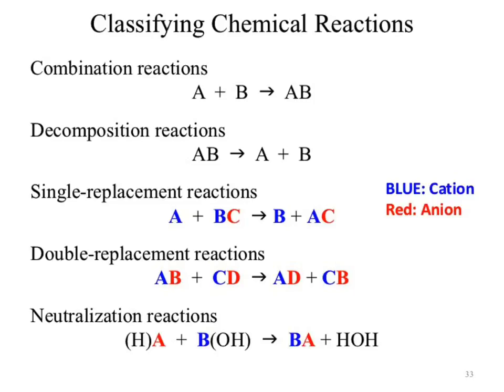Neutralization. What happened to the neutralization? I exchanged H for B to make HOH, and B becomes BA. Notice that when I swap and make my product, what ends up always pairing? What is always with a cation? An anion. I will never have a cation next to a cation.